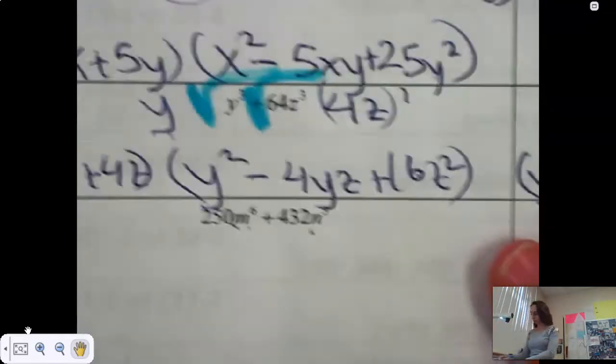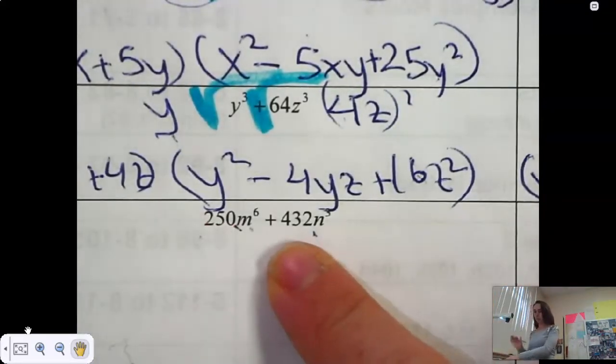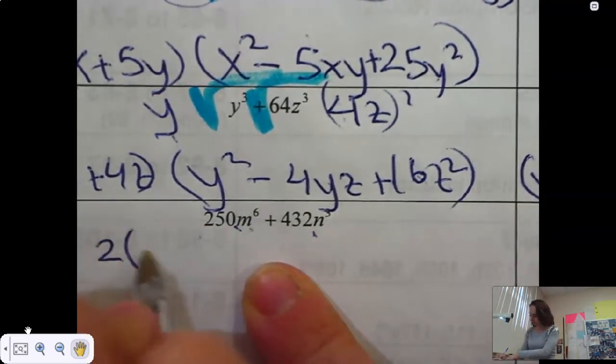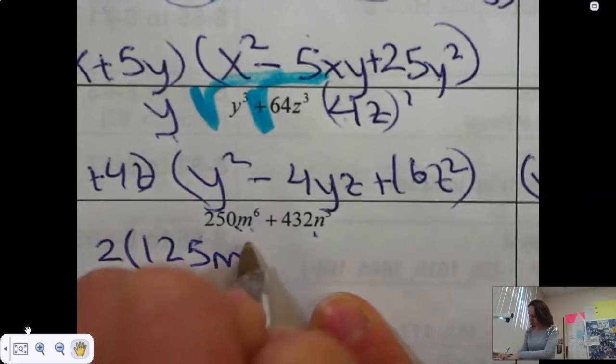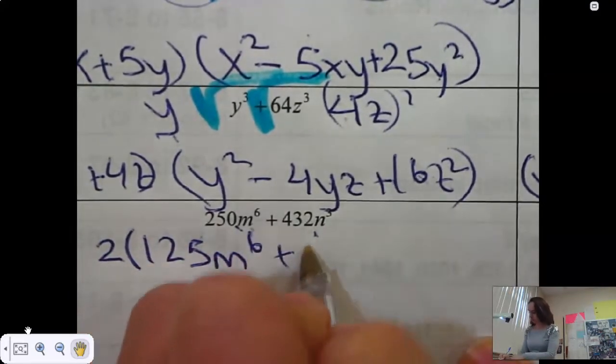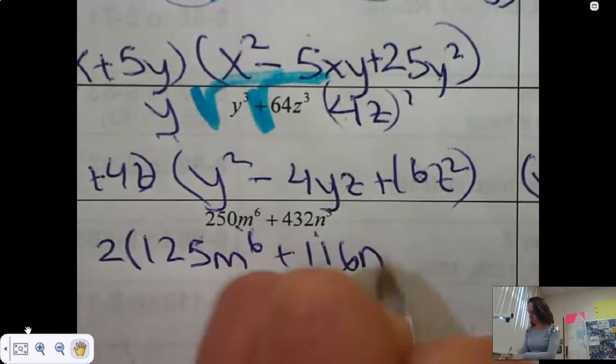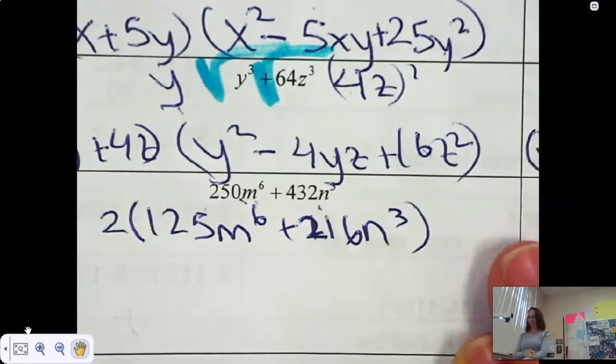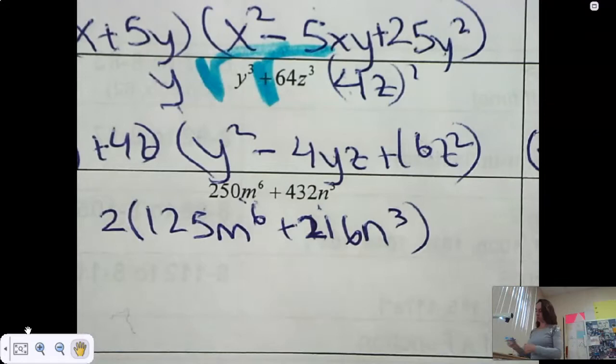I'm going to take out a 2. How did I know that? They're both even. That's the first thing I look at. So I take out a 2. I'd be left with 125 n to the 6th plus 216 and cubed. I think I did that wrong. I'll make that 216. Okay. Now I can do this one.